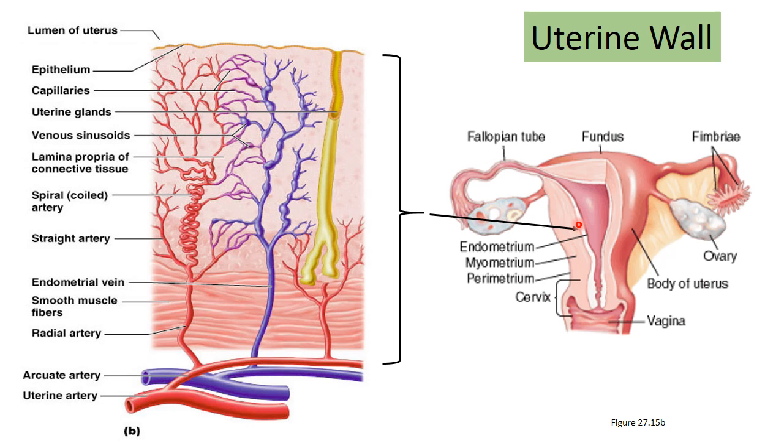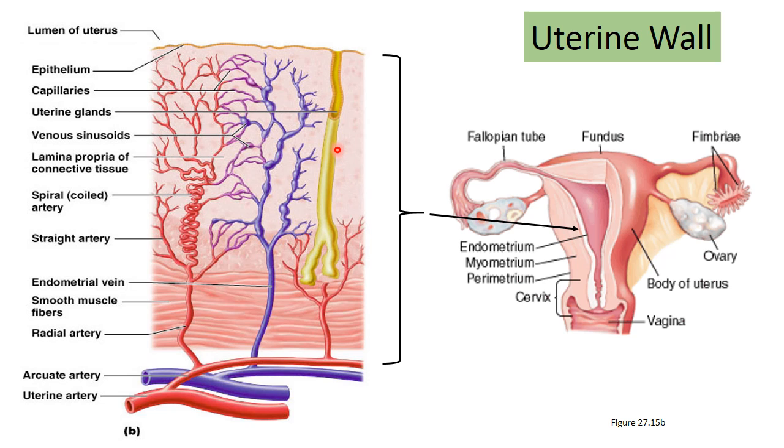So if we have a zygote that implants itself in the endometrium here, this endometrial layer will stay intact and will continue to support and nourish the developing fetus. If there is no fertilization of an egg and no implantation of a zygote in the wall of the endometrium, there are events that will occur that will result in the death of this endometrial tissue.